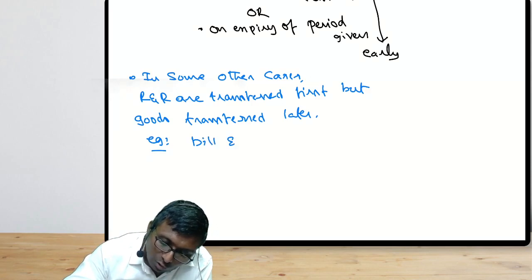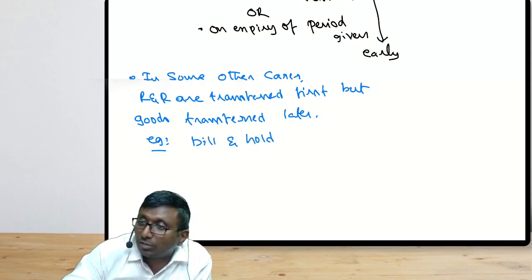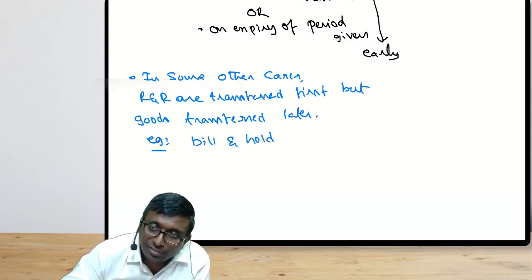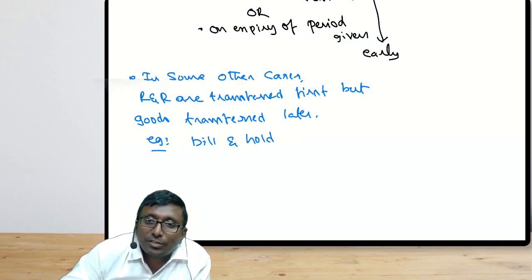Example, bill and hold is one concept. What is that? Bill and hold. Bill means invoiced, billed. Hold means we are only holding the goods. Goods are physically with us. I am holding the goods, still I can book the sale.